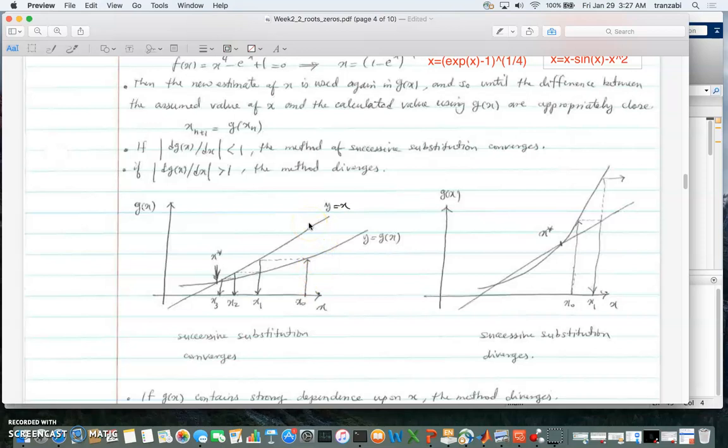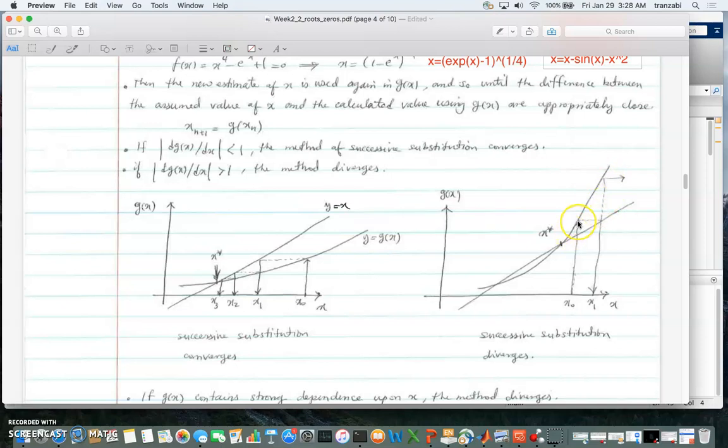However, I can show you an example where the method does not converge. Here's an example. I have the function which looks like this curved line, and here's my y equals x, and let's say I'm interested in the first intersection right here. I start with an initial guess, x naught, which is located right here on the curve. And this time I don't go left because y equals x is on the right. So I have to go right until I hit y equals x, and then go up to find the next point on the curve.